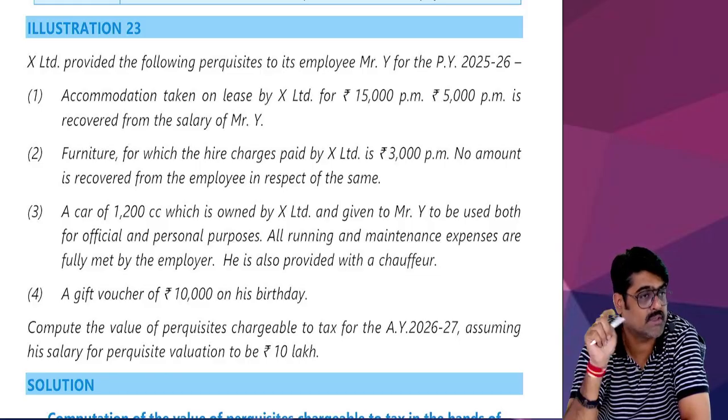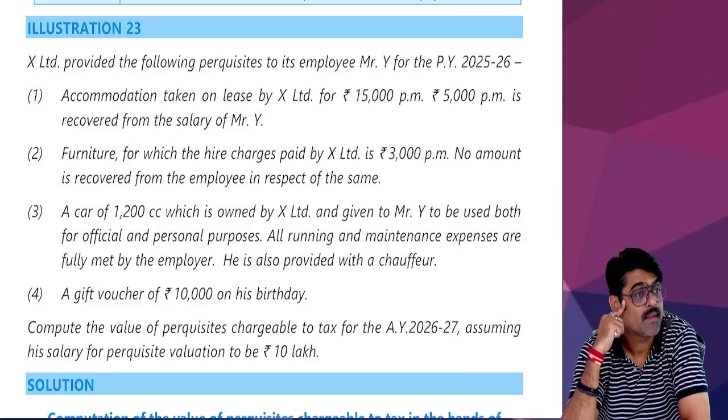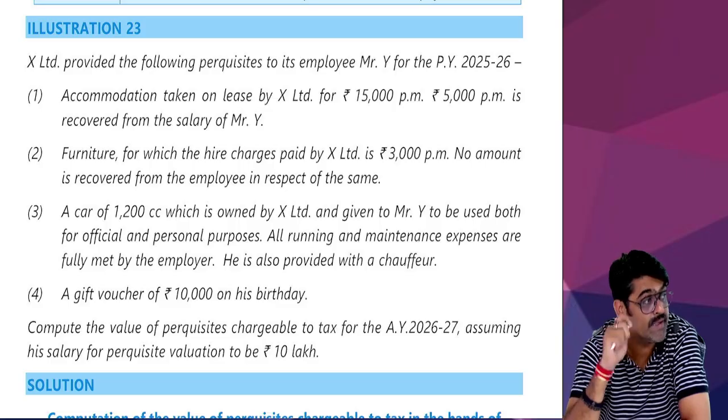If the accommodation is taken on rent, then don't check the population. Only 10% of salary or actual rent paid by the employer, whichever is lower, that will be the benefit. But if you want to calculate 10%, 7.5% or 5% of salary, salary will include everything except 5 things. DA not in terms.